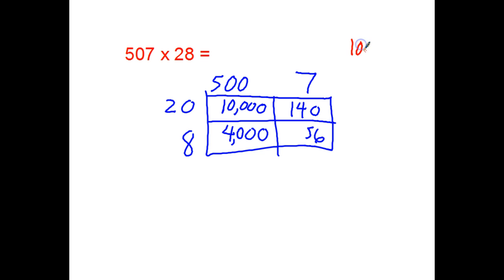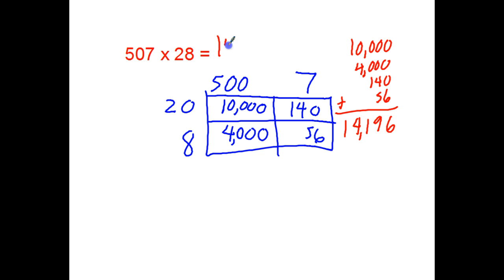Add them up, we got 10,000, 4,000, 140, and 56. 1s are 6, I got a 9, a 1, a 4, 14,196.